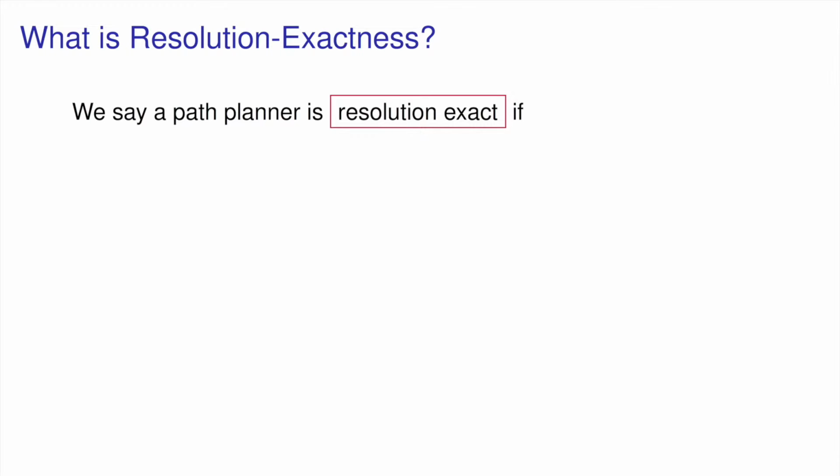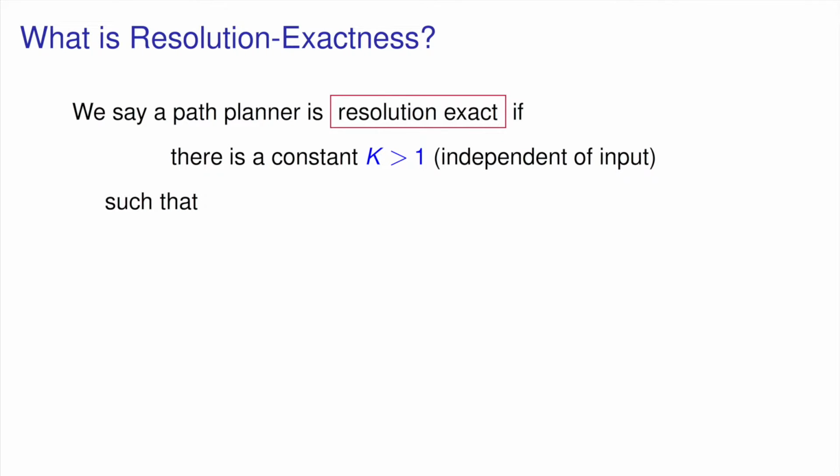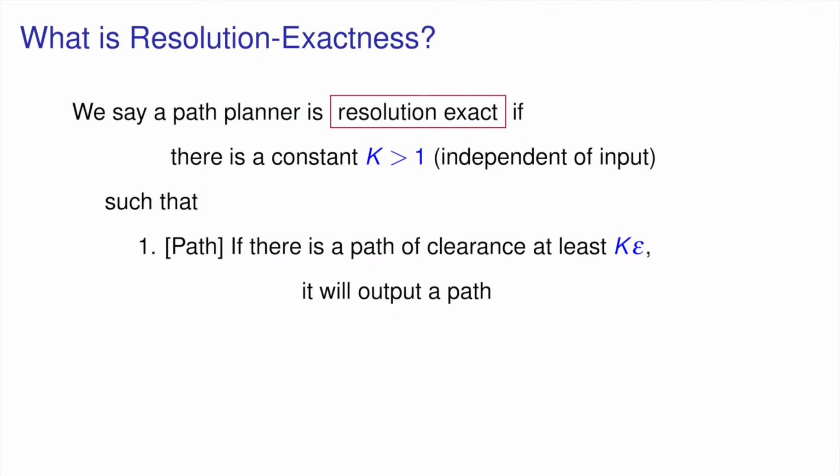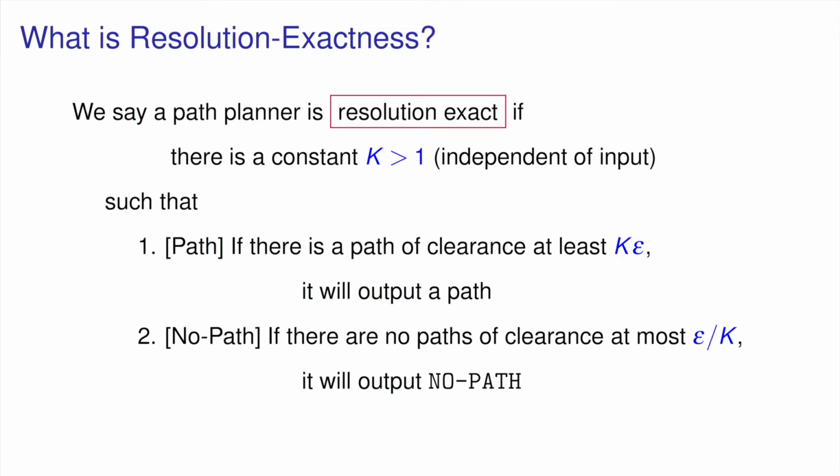Here we give the basis for the correctness of our algorithms based on resolution exactness. First, the algorithm has a constant k greater than 1 independent of the input. There are 2 conditions for the resolution exact algorithm: path and no path. In fact, for a given epsilon, if the greatest clearance is between epsilon over k and k times epsilon, the program may print either path or no path. This is an area of leeway for the program.